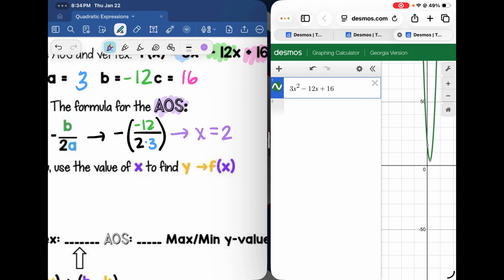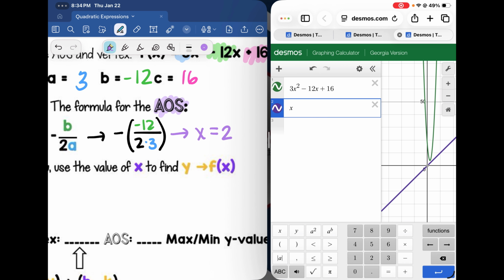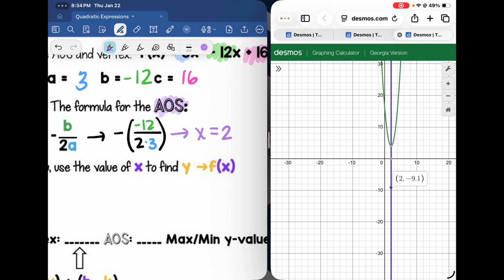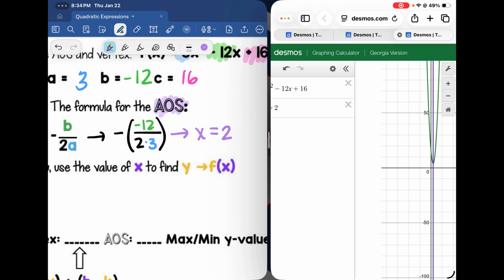And so let's see if we are right. X is equal to 2. And it absolutely does split the parabola in half. All right.